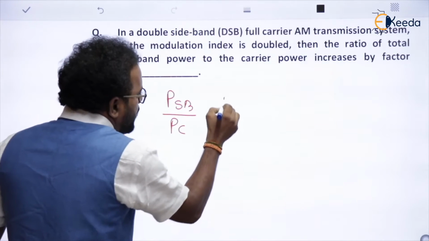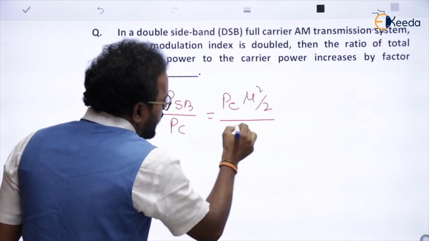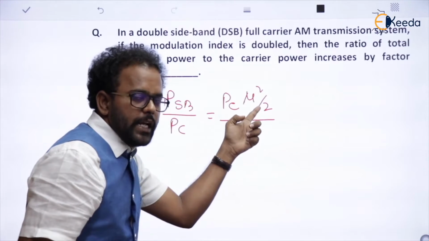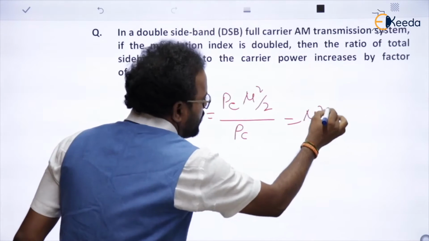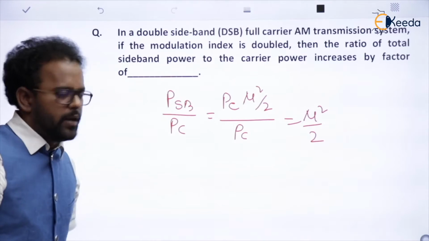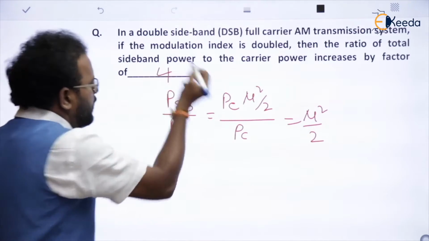What is the sideband power? Pc into mu square by 2, where Pc is the carrier power. Total sideband is by 2. Single sideband means by 4 you have to write. What is this value? Remember also: mu square by 2. What is happening? Mu is doubled, but it is a square, so 2 squared will be 4. It increases by 4 times.